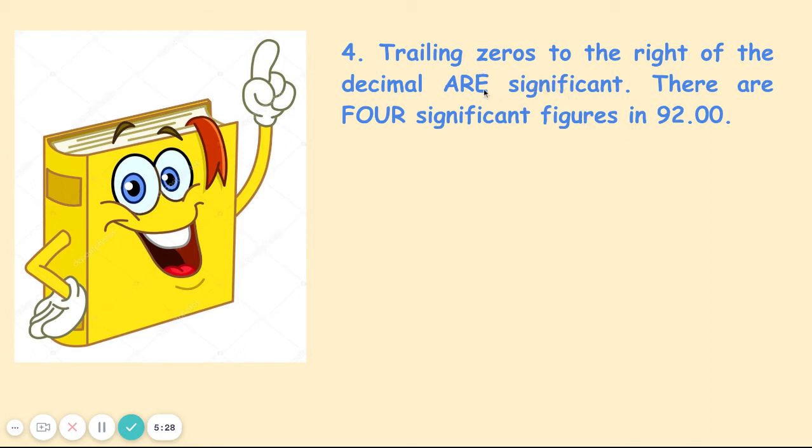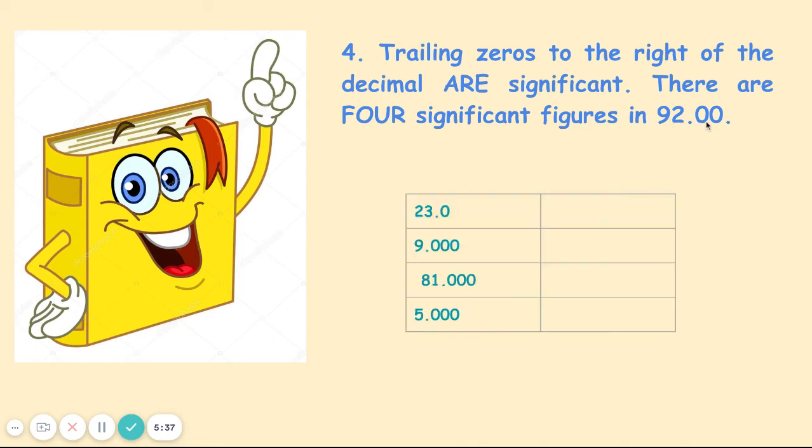So, trailing zeros, so nandun naman po siya sa right ng decimal are significant. There are 4 significant figures in 92.00. So, example, yung kanina rin nating example, 23.0, ilan pong significant figures yan? Of course, dahil yan ay trailing zeros and to the right of a decimal number, so that is 3. So how about this one, 9.000? So to the right or trailing zero, so that is 4 significant figures.